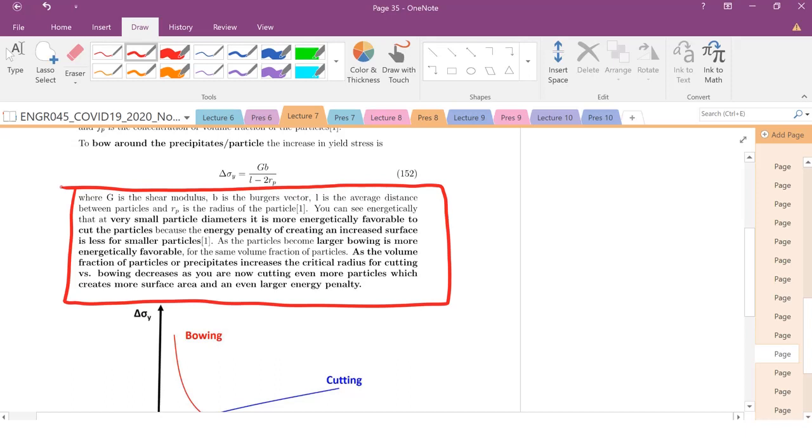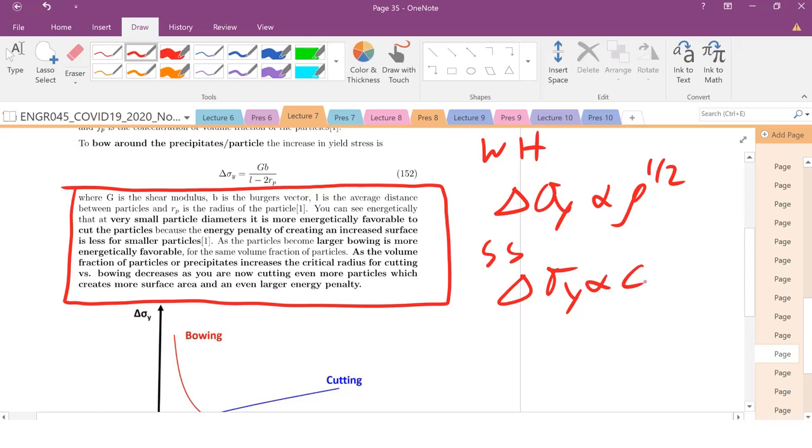I love problems like this. Again, these thought experiments in terms of strengthening mechanisms. I'm going to throw a bunch of different parameters out there. Remember, you're scaling. So for work hardening, we saw that our change in yield stress was proportional to dislocation density to the half. For solute strengthening, change in yield stress is proportional to C solute to the half.